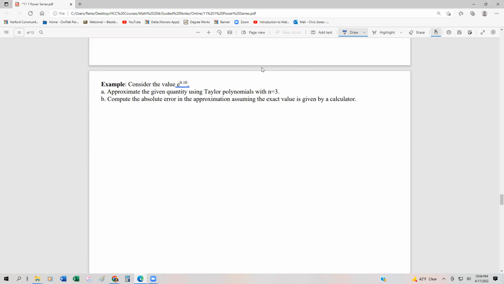So we have e to the 0.1, all right? And we know 0.1 is pretty close to 0. So one of the things you might want to do is start by looking at the value and saying, okay, well, the function could be e to the x, where a is equal to 0. And then when we actually get the value of the polynomial, we can just plug in x equals 0.1.